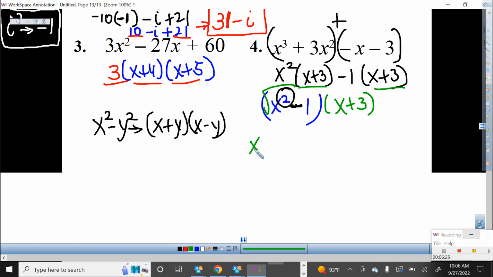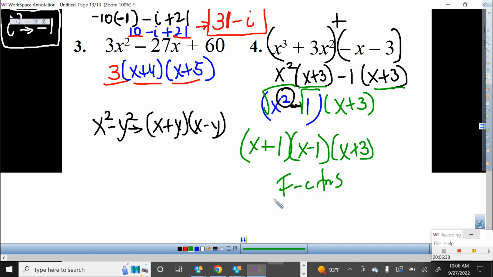Which means this is what? Square root of the first, square root of the last, one positive, one negative, and bring down the x plus 3, and these are my factors. Make a note for yourself that this is a difference of squares. Difference of squares.